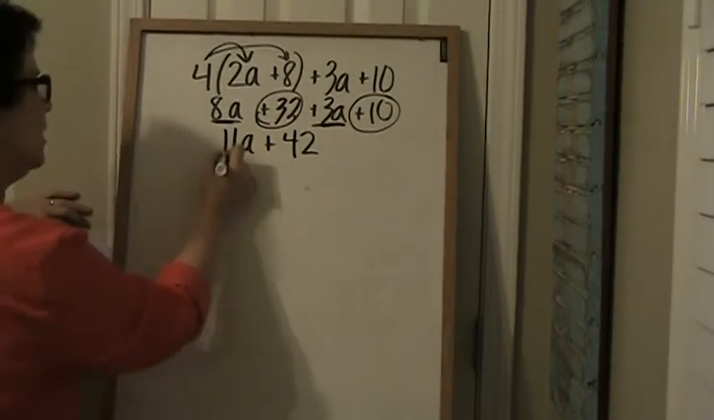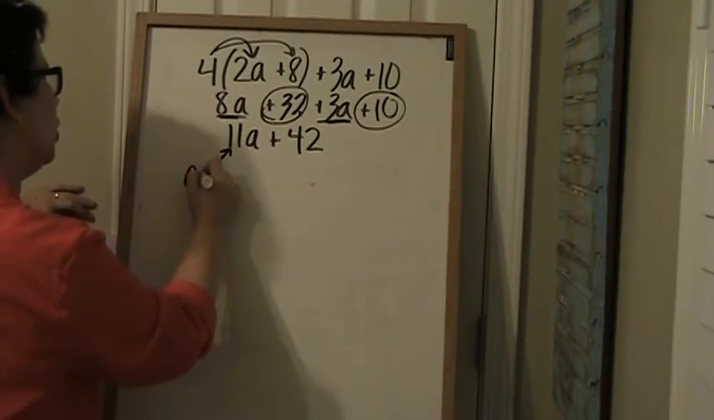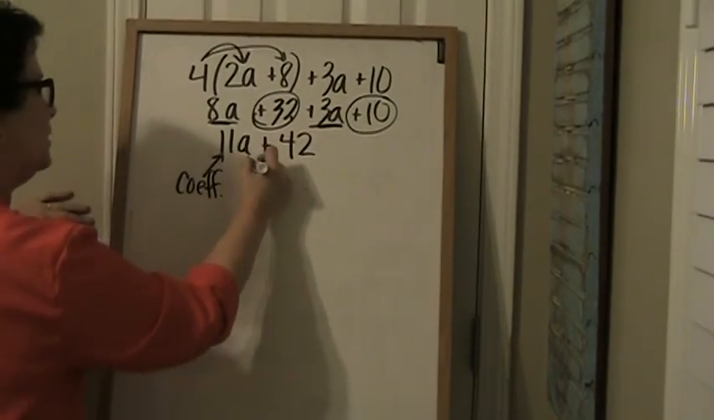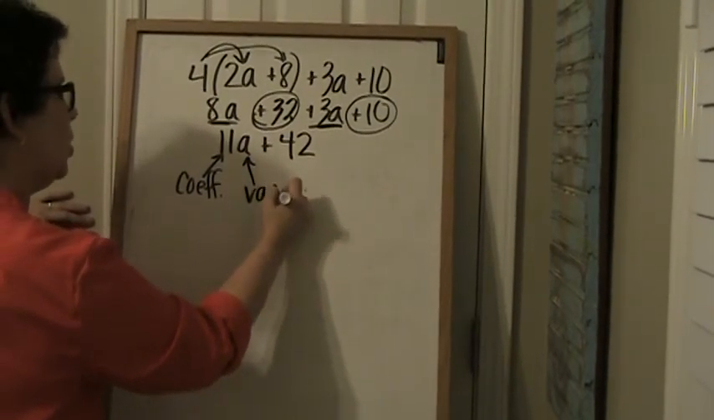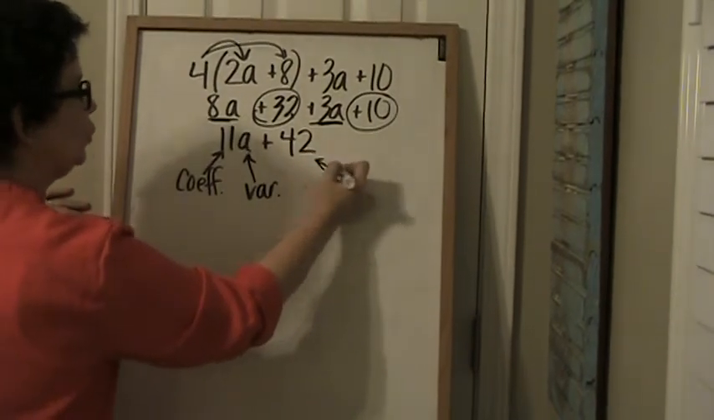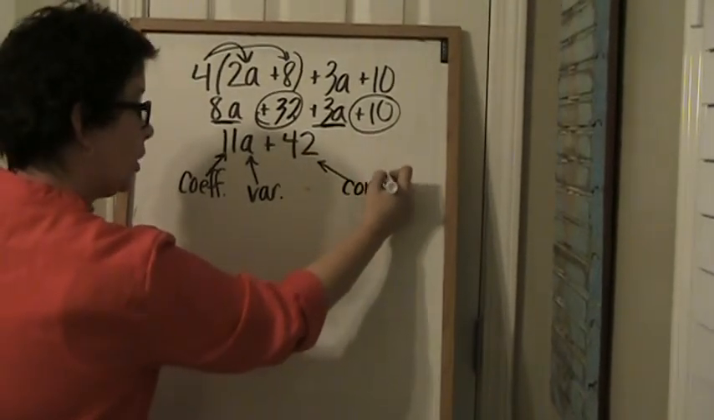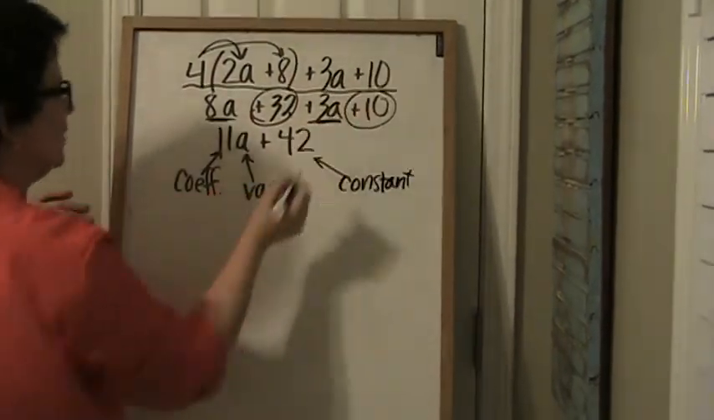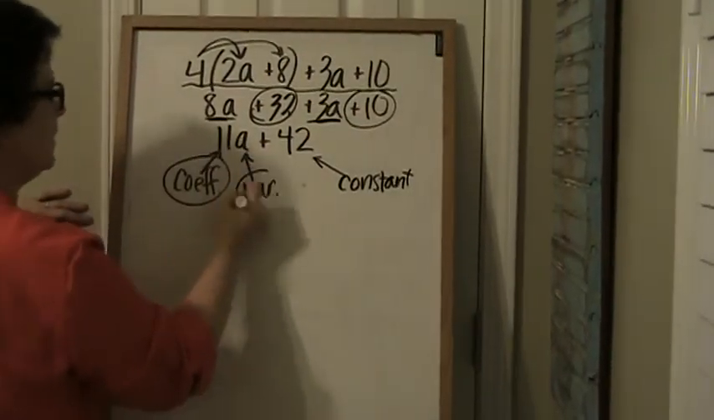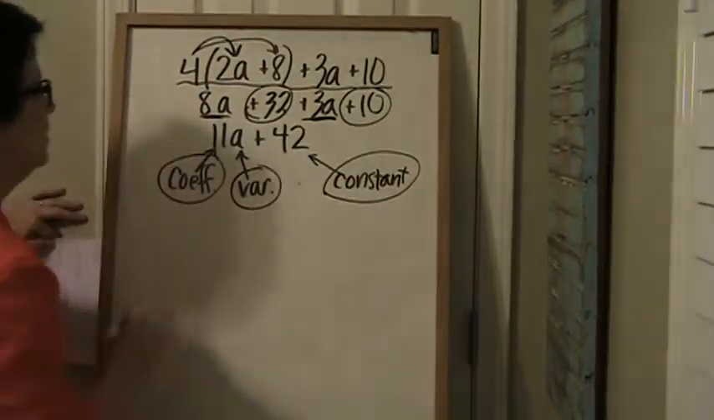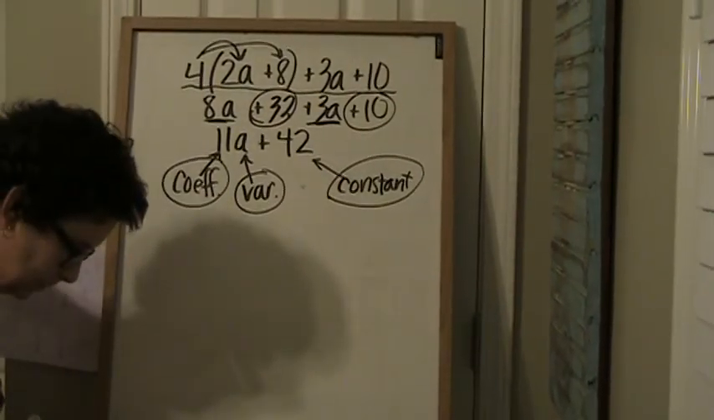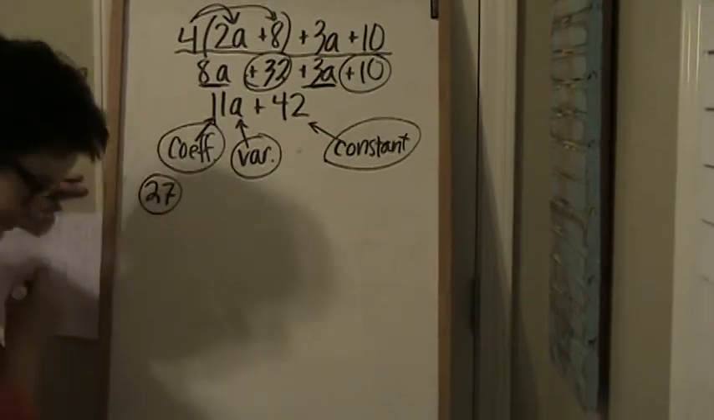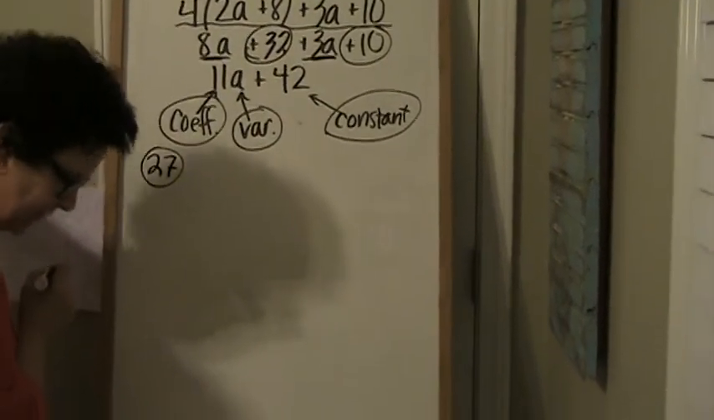So 11 is your coefficient. I'm going to abbreviate. A is your variable. And 42 is your constant. You have to simplify all of this before you can identify these.